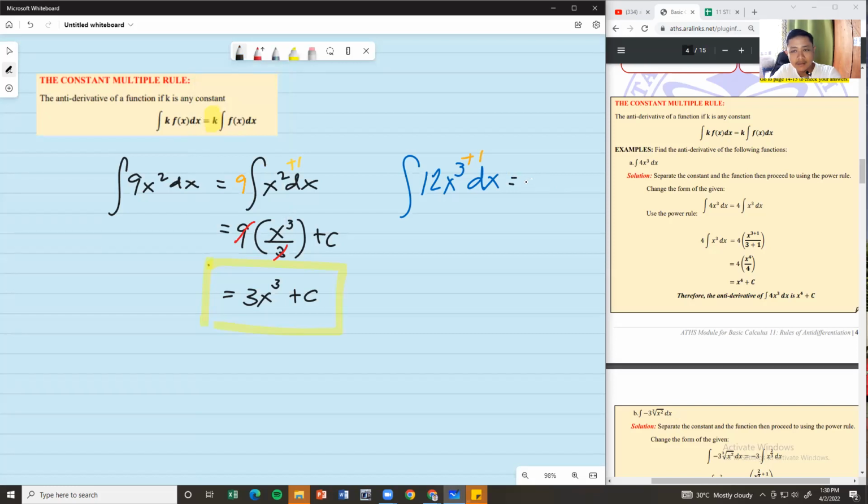Automatic na ha? O long method pa ba natin? O, long method daw. Okay. 12.